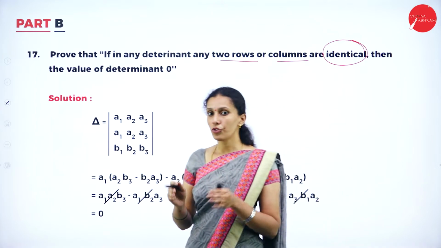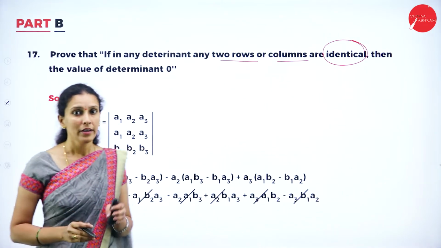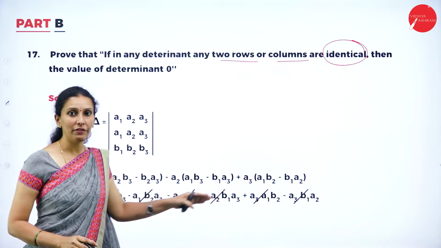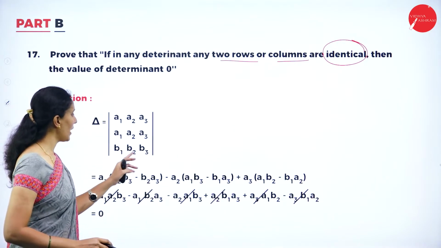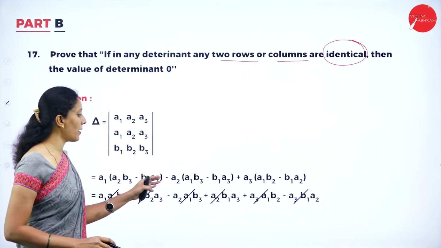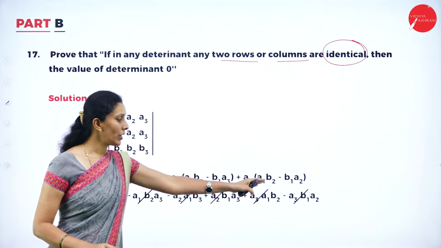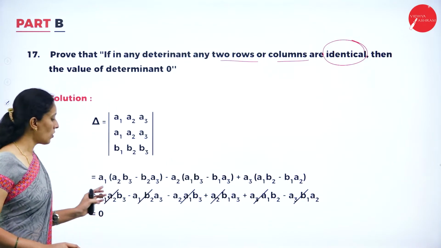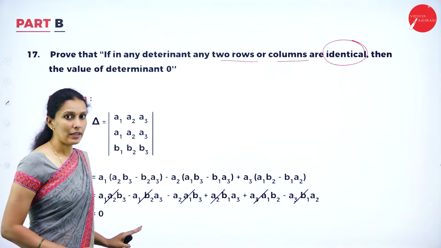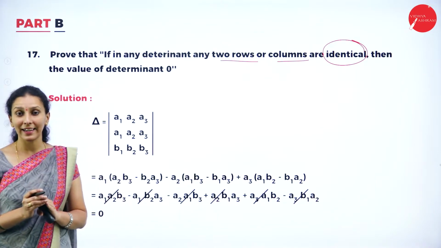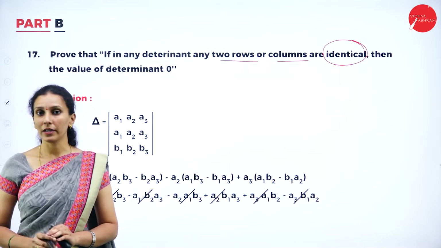You know the expansion of a determinant, just expand it using any row or column. Here I have expanded it using the first row. So A1 into (A2B3 minus B2A3) minus A2 into (A1B3 minus B1A3) plus A3 into (A1B2 minus B1A2). On solving this, we have all the elements in plus or minus form, hence all the elements get cancelled and the value of the determinant is 0.